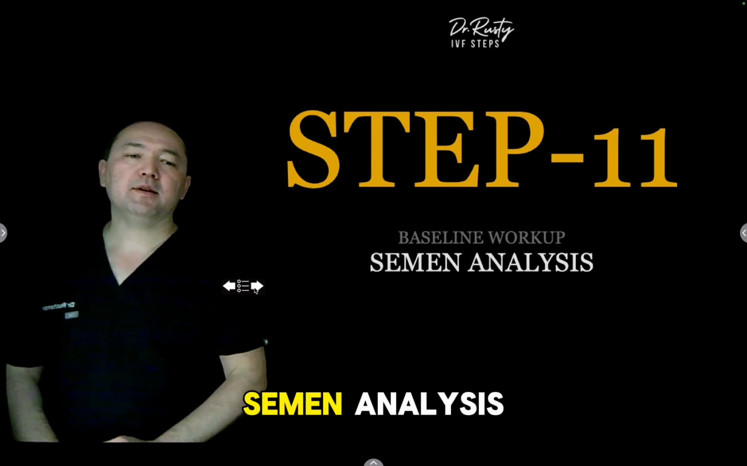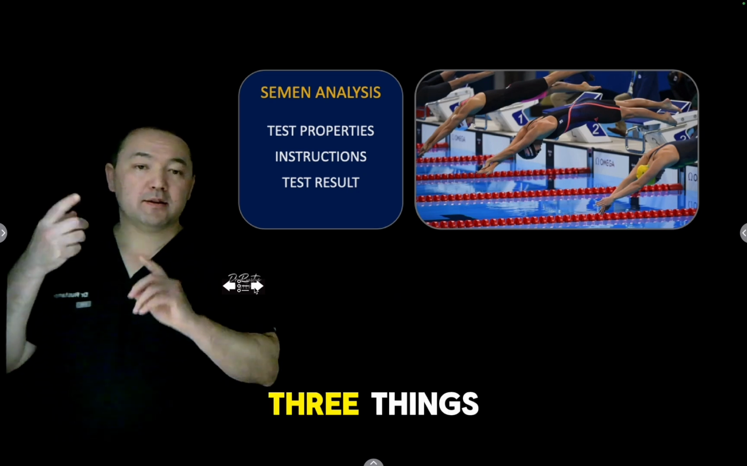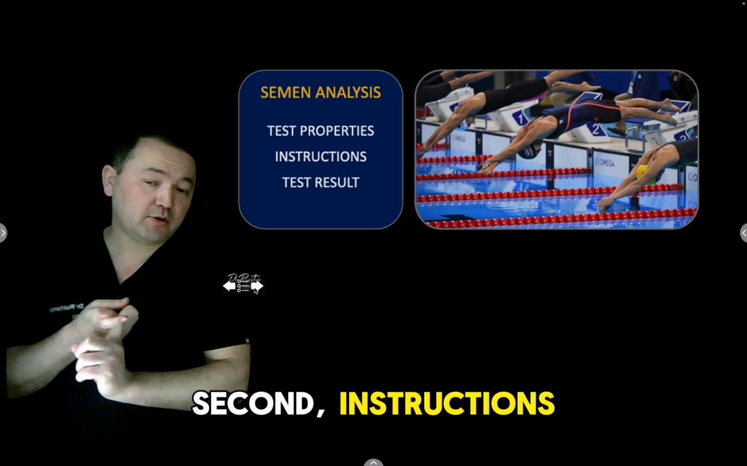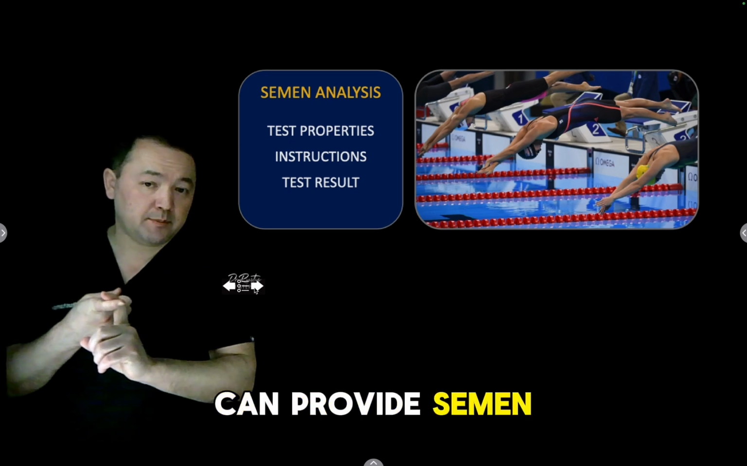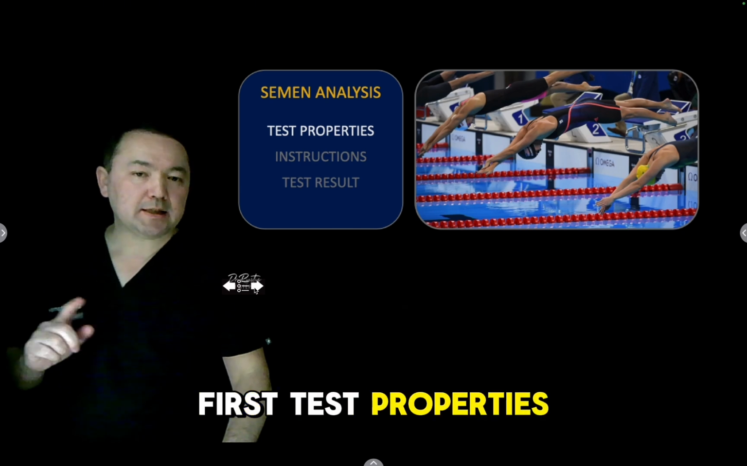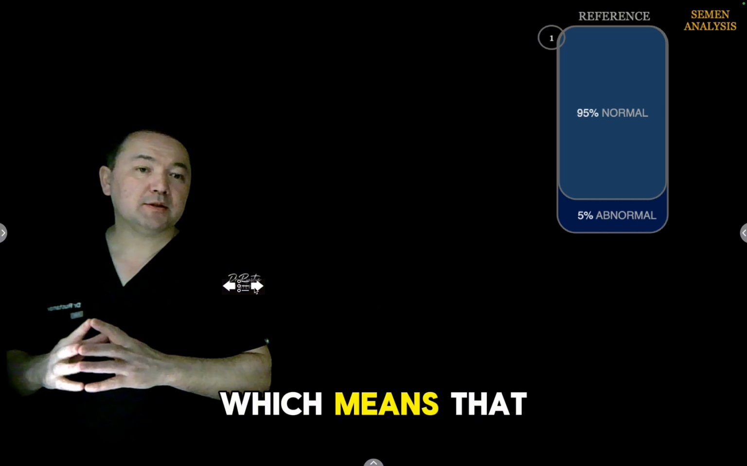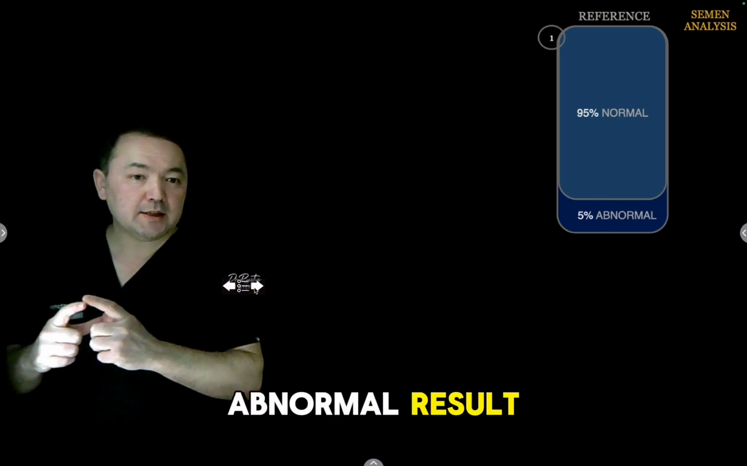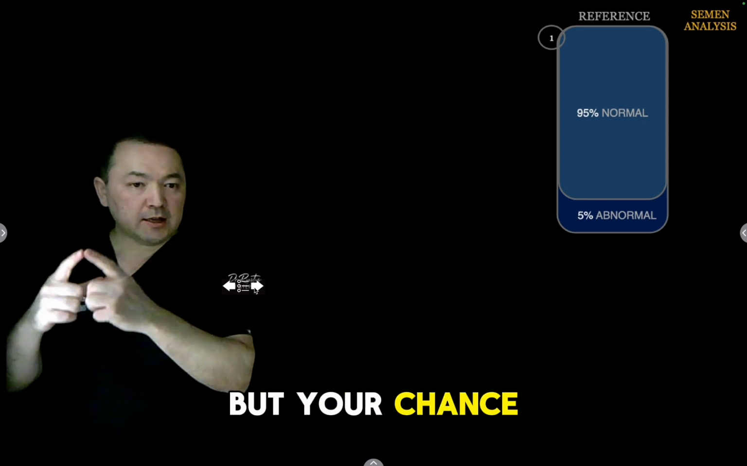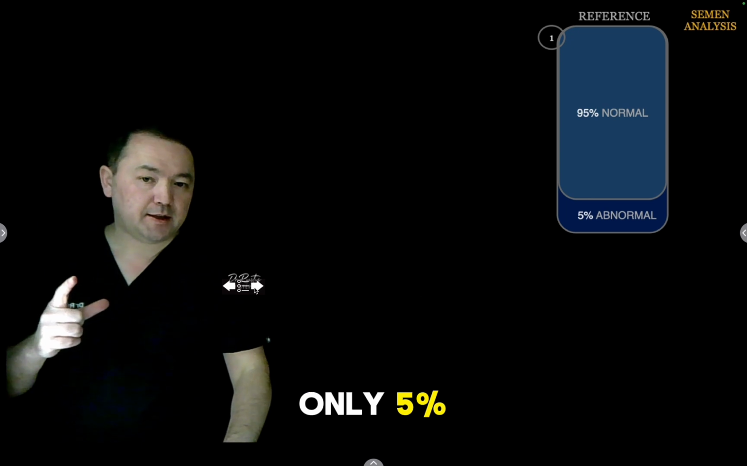Step 11, semen analysis. In this step, I will explain three things: first, the properties of the semen analysis test; second, instructions on how you can provide a semen sample; and third, the test results. First, test properties. Semen analysis is a reference test, which means that if you have an abnormal result, you can still have a child, but your chance of fathering a child within a year of trying is only 5%.